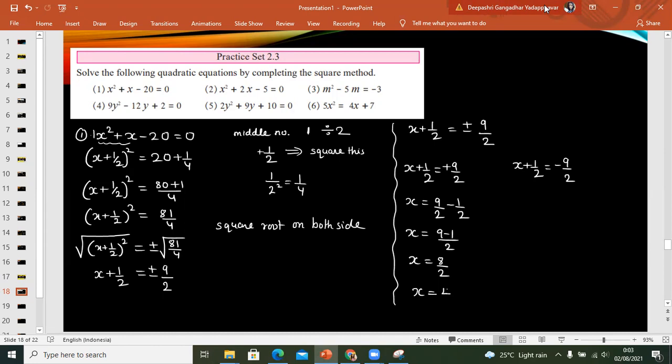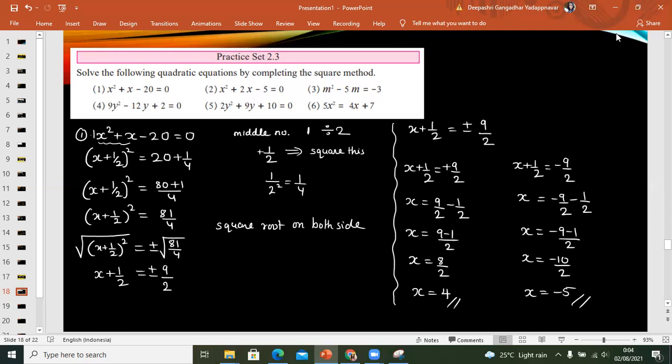The x value is 4. Similarly, on this side x equals negative 9 by 2, plus half will go to the other side and become negative half. x equals negative 9, negative 1 can be written like this, and the denominator 2 is the same, so I will write it only once. x equals negative 9 negative 1 is negative 10 divided by 2. x equals negative 10 divided by 2, which is negative 5. So these are the answers for this question.